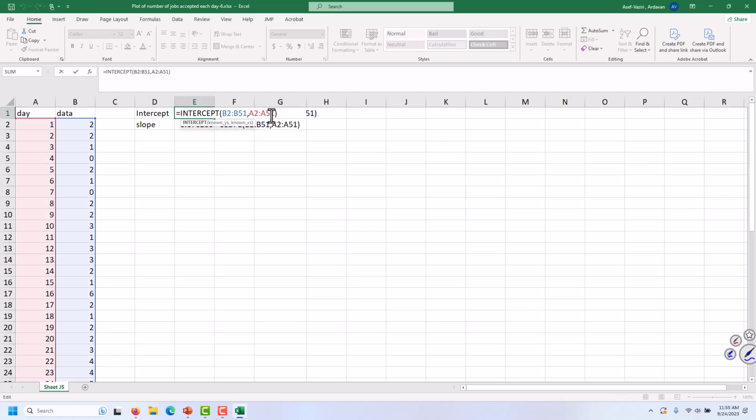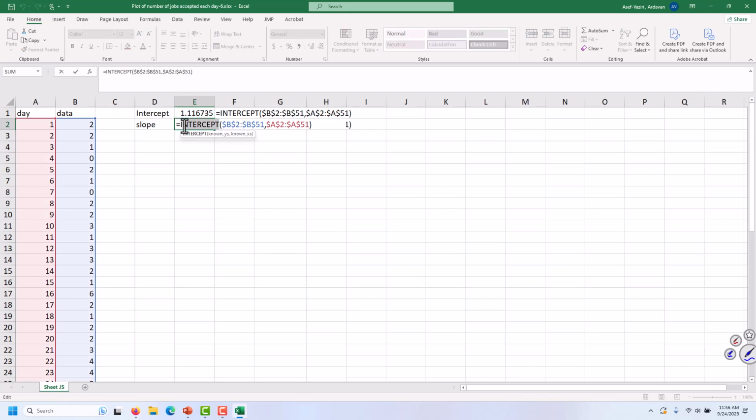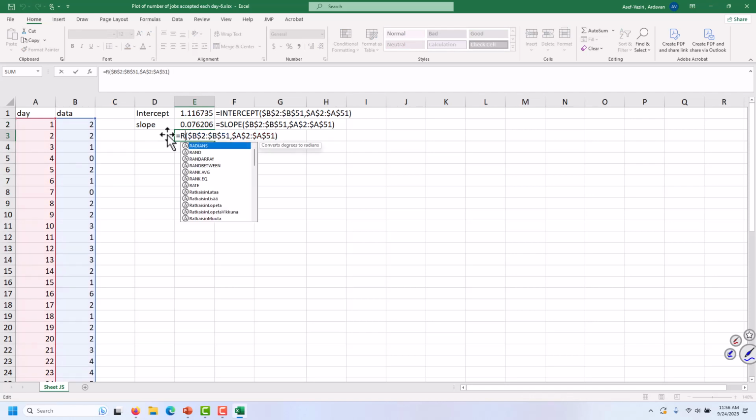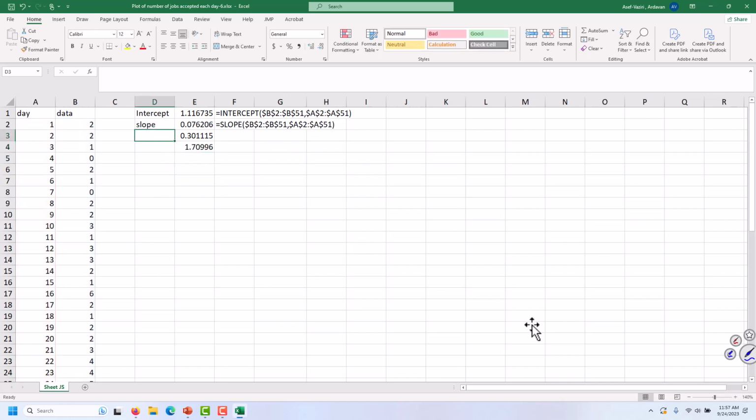However, I could go here, mark this, press F4 to lock it, and then copy this down. Then I go here, mark this and instead of intercept, type slope. Then I can copy this down, double click on it, and type RSQ. Then I double click on it, and type ST, I really don't remember it, STEYX, enter. This is R square, and this is standard error. Standard error is something like MSE. It's a little bit different, but we can just assume it as MSE.